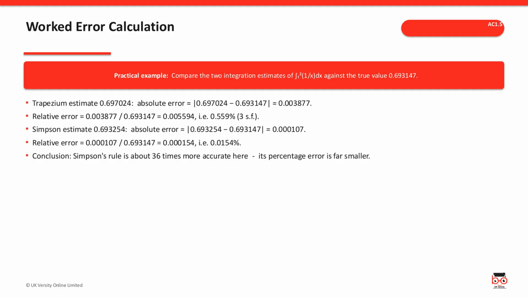Let's measure how good our two integration estimates really were against the true value, 0.693147. The trapezium estimate was 0.697024, so its absolute error is the difference, 0.3877, and dividing by the true value gives a relative error of 0.594, that's about 0.599%. The Simpson estimate was 0.693254, with an absolute error of just 0.07, a relative error of 0.34, or about 0.94%. So Simpson's rule is roughly 36 times more accurate here. Its percentage error is tiny by comparison.